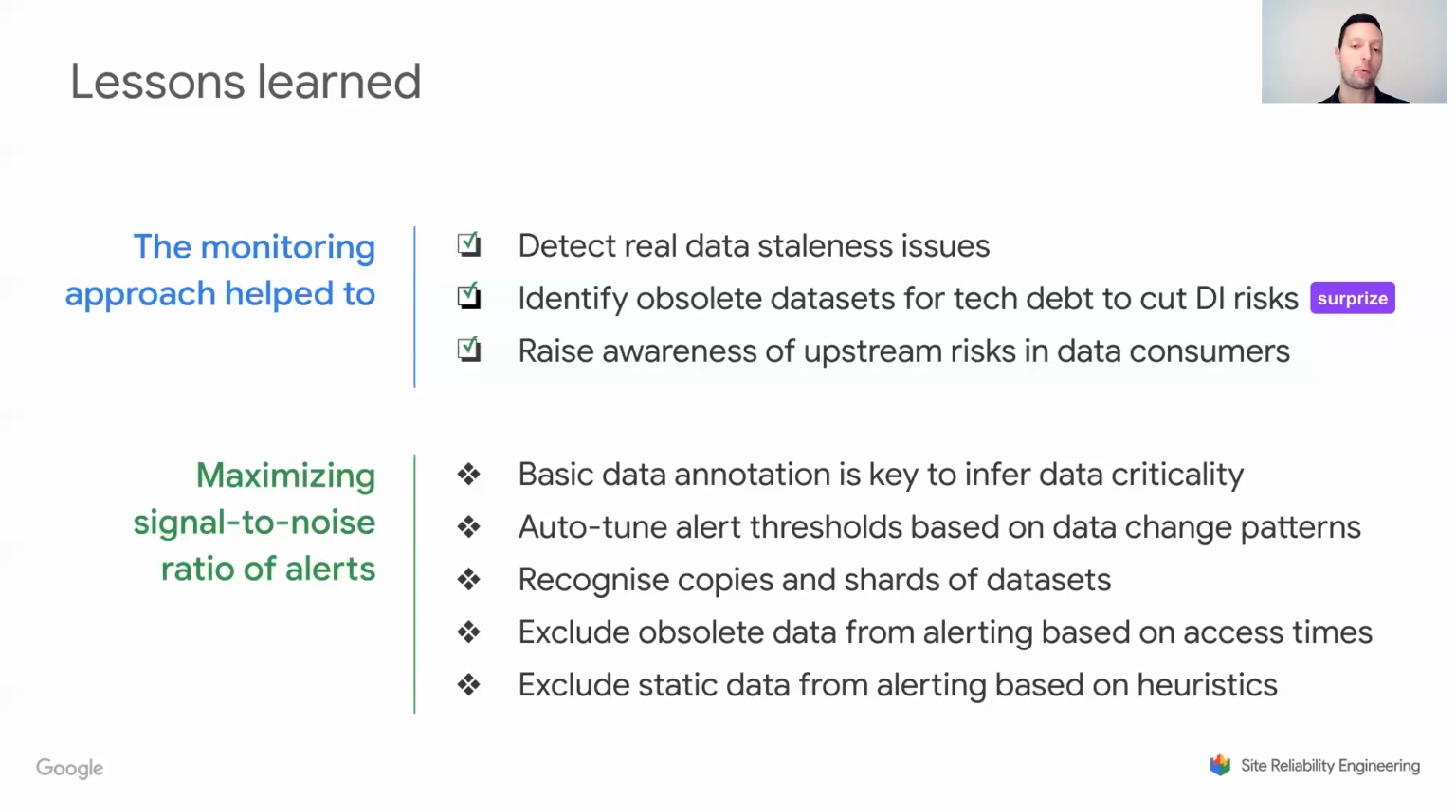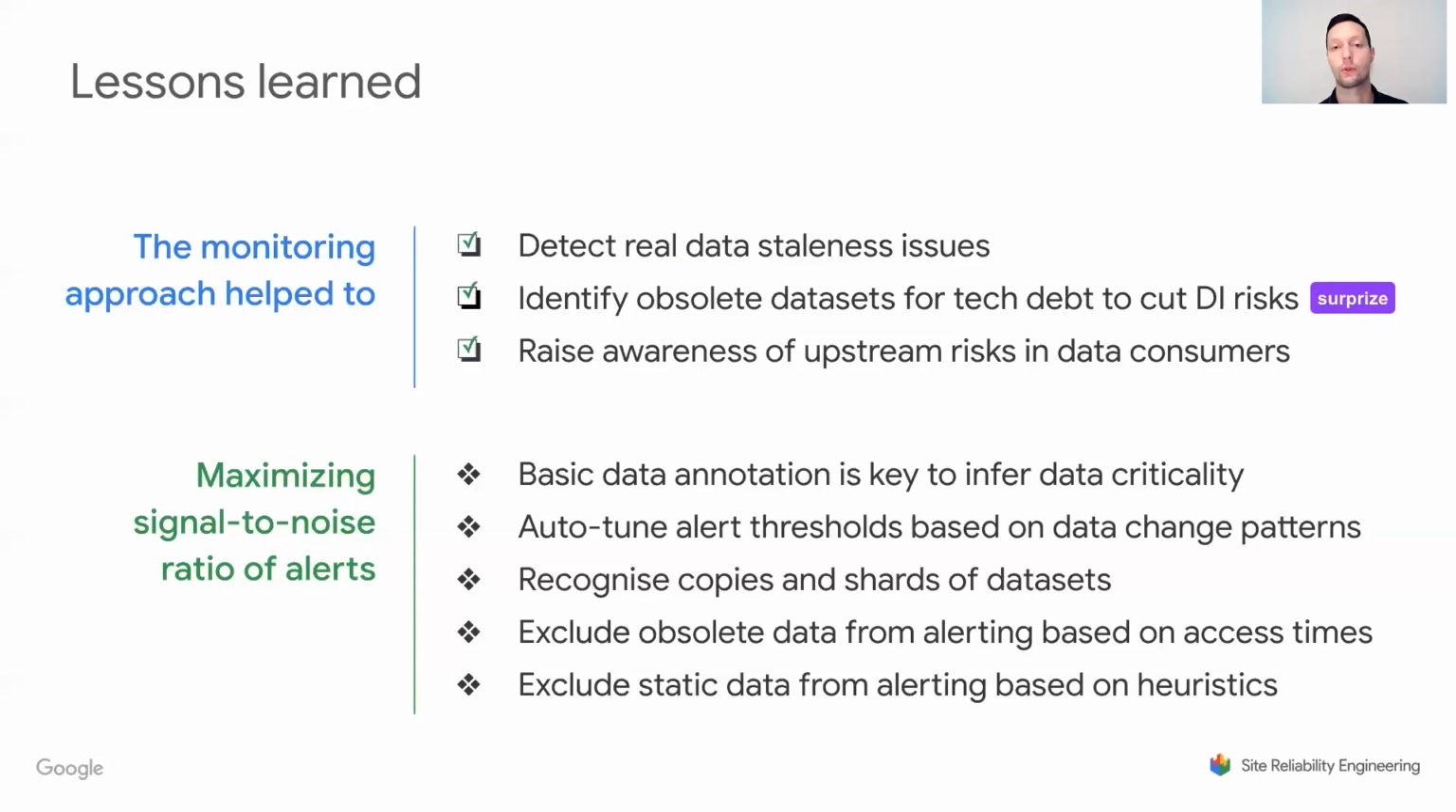The monitoring approach also helped to raise awareness of upstream risks in data consumers. I must admit that signal-to-noise ratio was one of the challenges in this approach, and here are some steps that we took to improve it. First of all, we used the understanding of which data sets are critical from the dependency graph to narrow down the scope of alerting, so as not to alert on non-critical data sets.